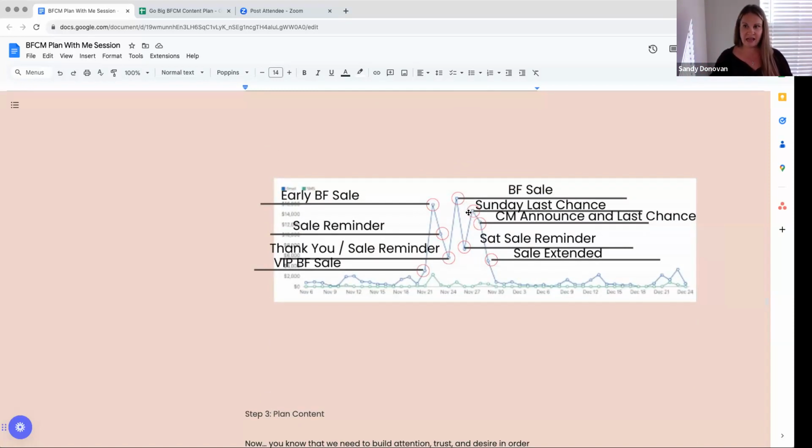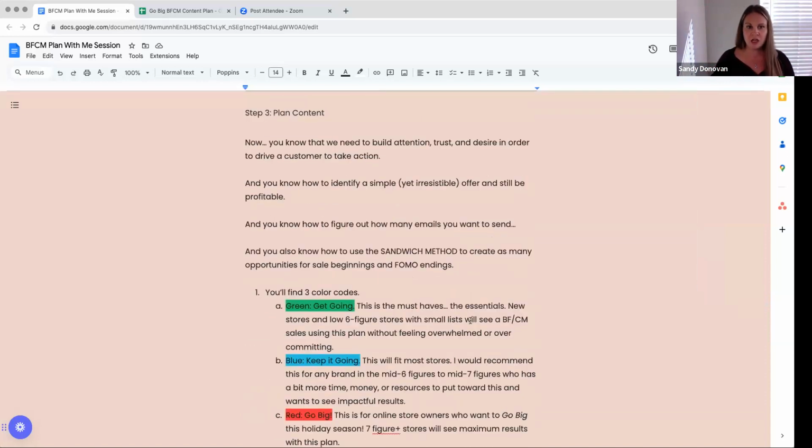Sunday, that's a last chance. That's the end of a sandwich. So another big spike. Cyber Monday, that's a 1-day sale, another sandwich. So a big, huge boost in revenue. You can see that the more sandwiches we make, and a sale extended too, right? That's another sandwich, one more day. So you're sandwiching it again. The more sandwiches we make, the more money you're going to make. So consider that when you're thinking about, what do I want to put into this plan?